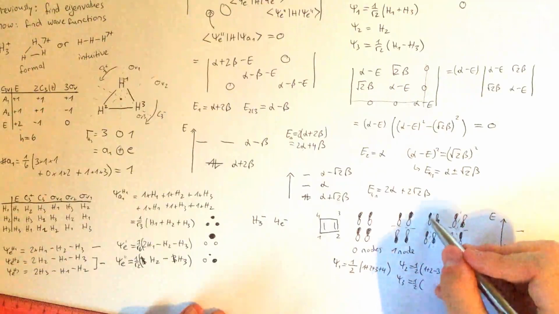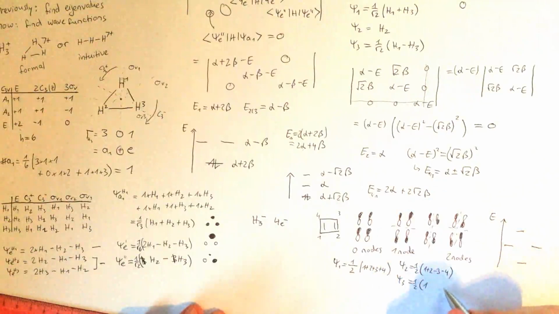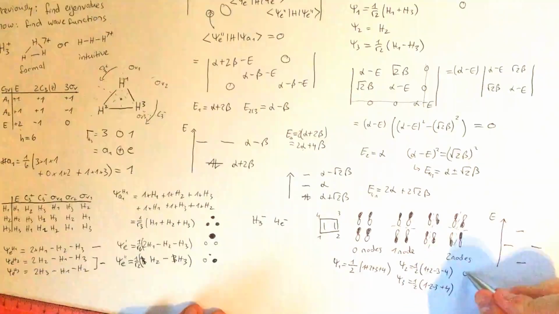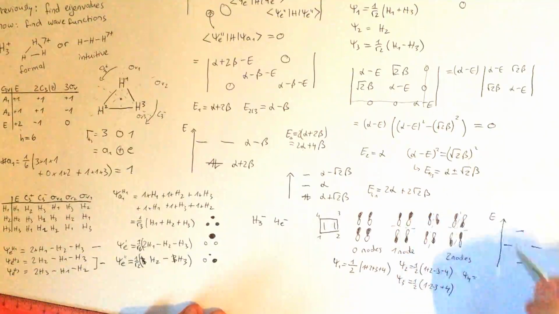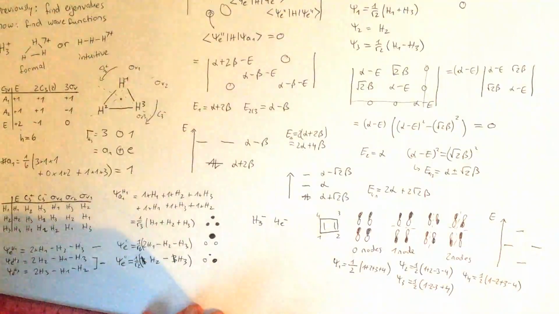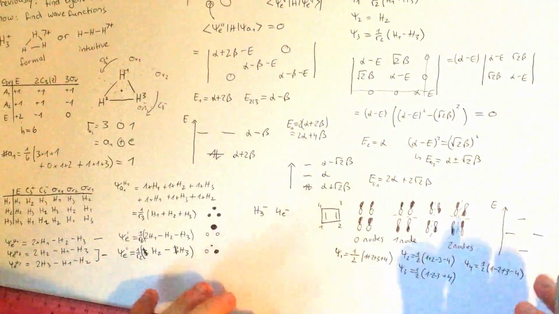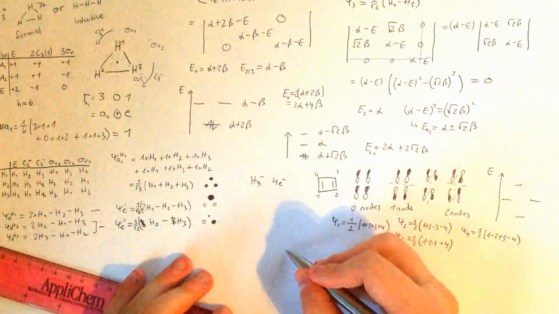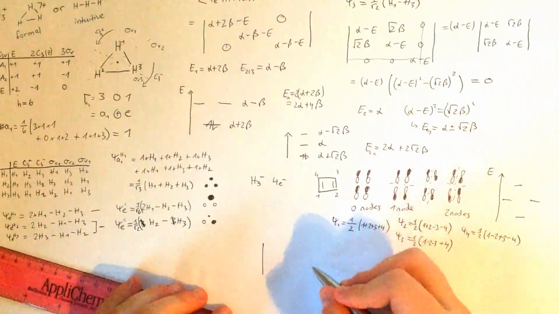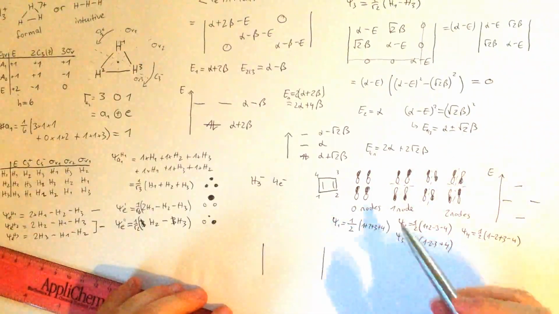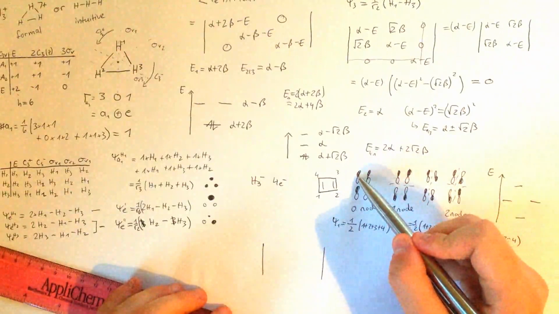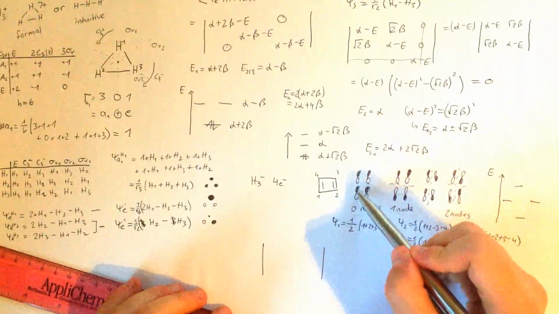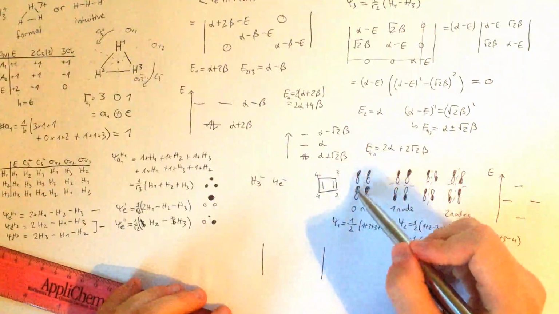1 and 4 are in phase, so 1 plus 4, but 2 and 3 are out of phase, so we get this. And finally, psi 4 has all of them alternating, so 1 over 2, 1 minus 2 plus 3 minus 4. Again, if I want the energies, I put them into the matrix. And now what I can just do is, again, I pick out one orbital. I see this orbital has 2 interactions because it's bonded to 2 others.